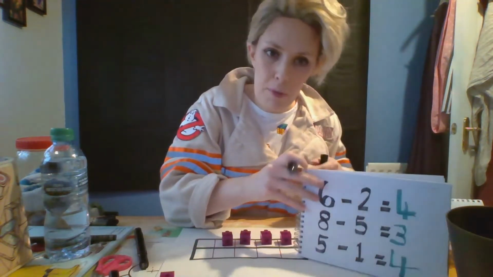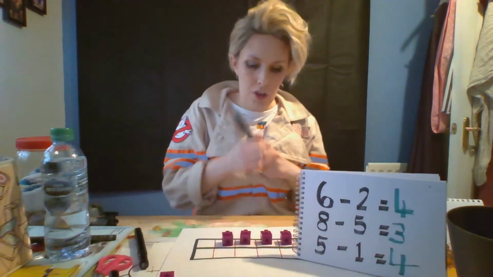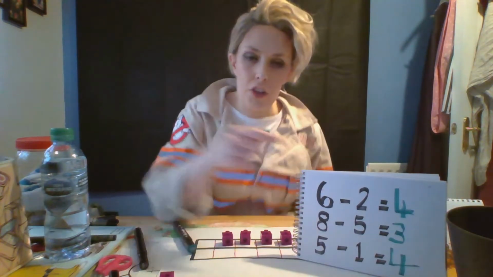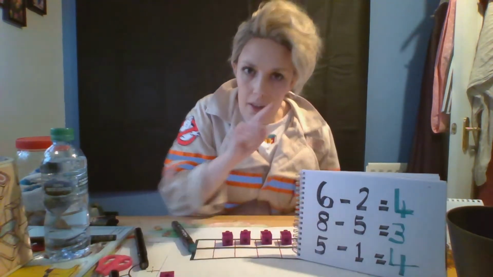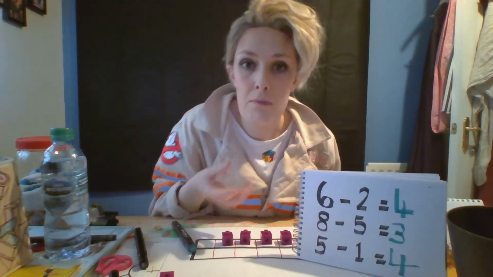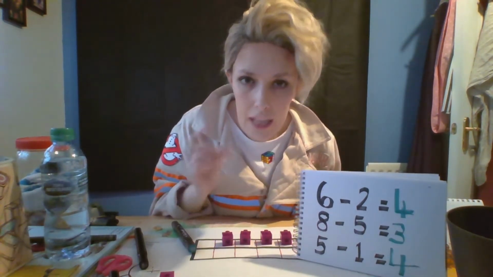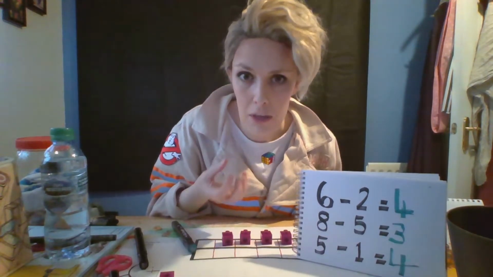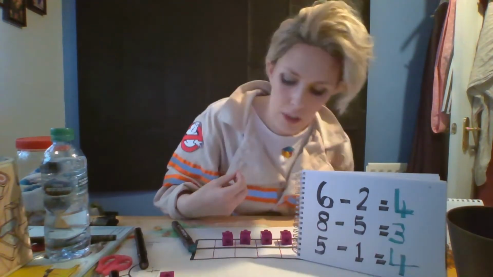Okay, so if you've been writing them down as we go along, that's what we should have written down, okay? You've got your number that you start with, your takeaway symbol, your subtraction symbol, followed by the number you want to get rid of, equals sign, and then the number you are left with, okay, the answer, okay?